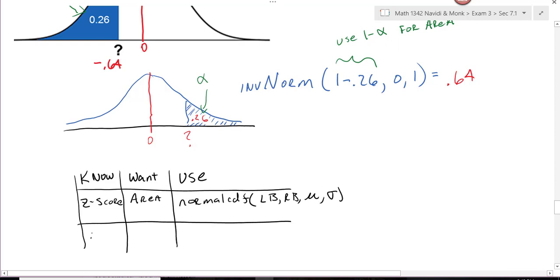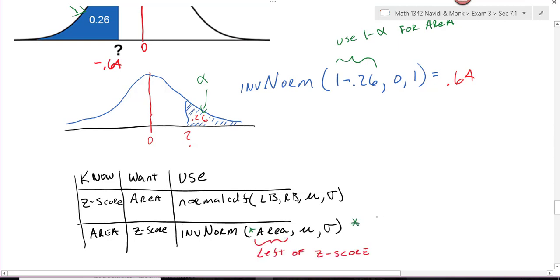the mean, and the standard deviation. If we know the area and want the z-scores, we use the inverse norm, where we put in the area, the mean, and the standard deviation. This area is the area that's to the left of the z-score. If you're given the area to the right, we're going to use 1 minus the given area for the area. This alpha right here is just the number for the area.